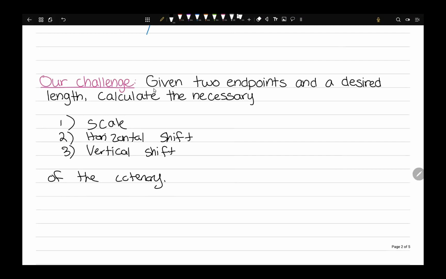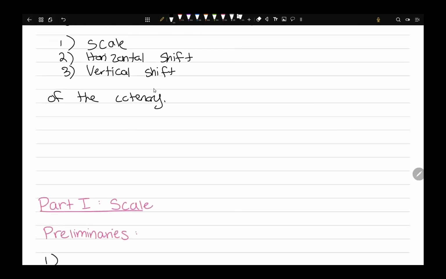Okay. And so what we'll get as a final result, if we solve for these three things, is the function f of x equals a times cosh of x minus h, where h is our horizontal shift, over the scale a, and then plus v. That's our vertical shift. So these are the three parameters that we want to solve for.